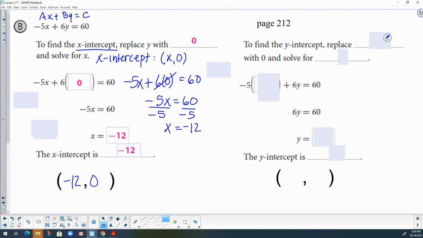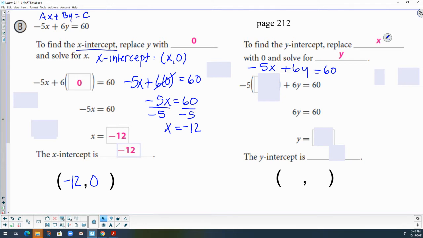So I'm going to take the same equation now and solve for the y-intercept. My same equation is negative 5x plus 6y is equal to 60. So I'm going to find the y-intercept, therefore I'm going to replace my x with 0, and then I'm going to solve for y.